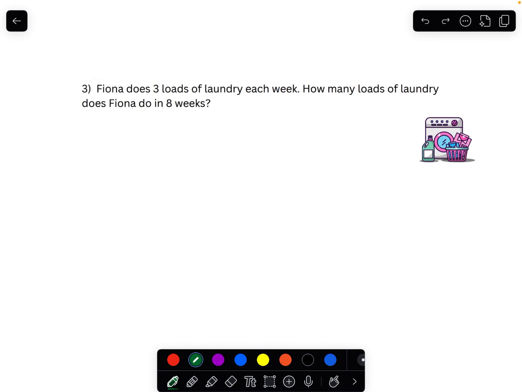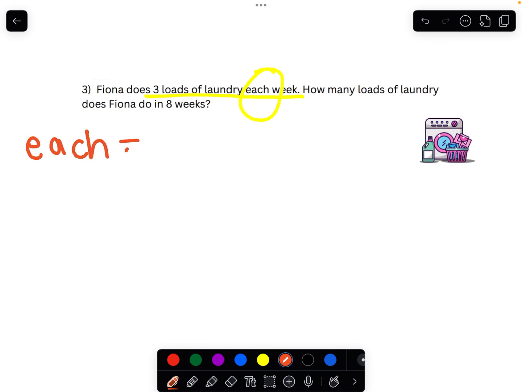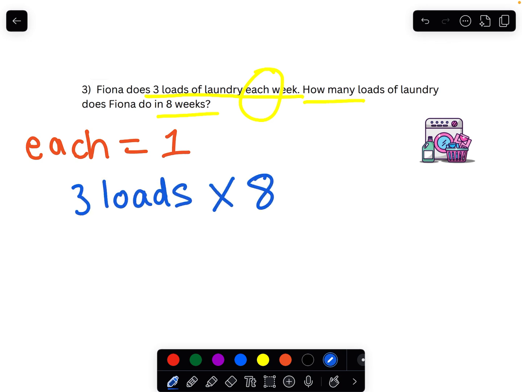Let's do it. Again, I'm going to think about what is the important information. Well, I think 3 loads of laundry each week. Now remember, the word each means 1. Let me write that out. When you see a problem with the word each, it means 1. Okay. So Fiona does 3 loads of laundry each week, but we want to know how many loads of laundry she does in 8 weeks. Now, I know we're dealing with 3 loads for 1 week, but we want to know how many.